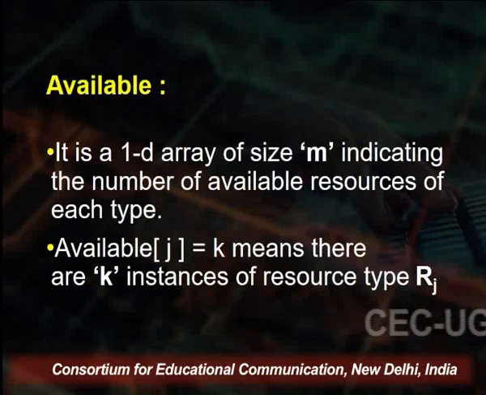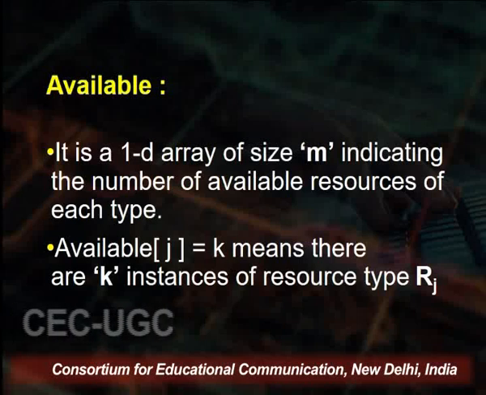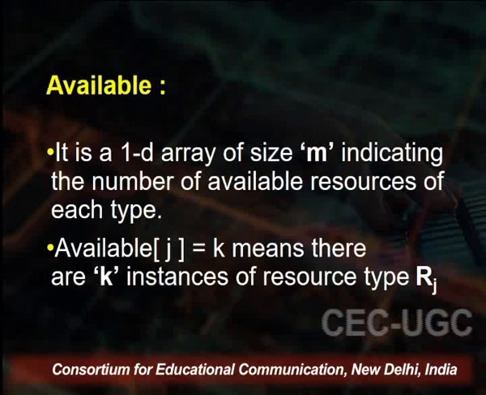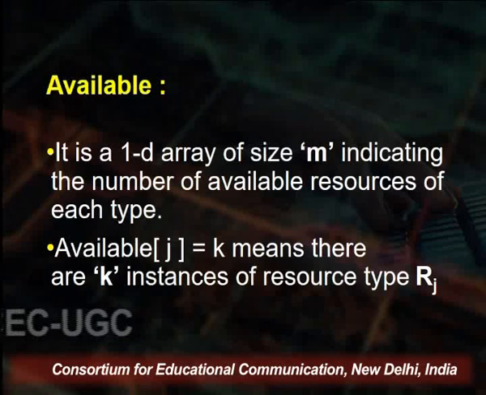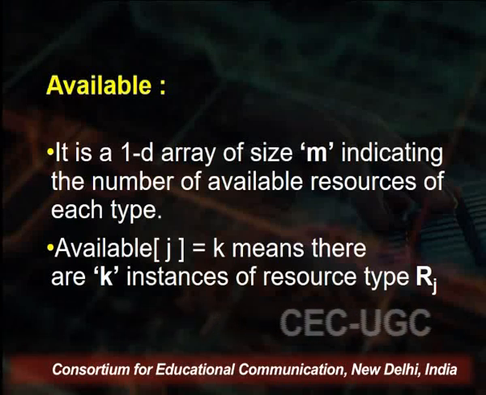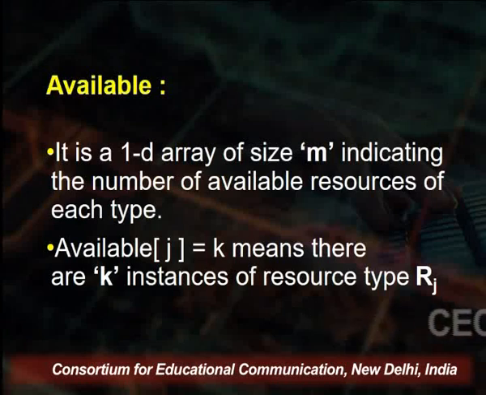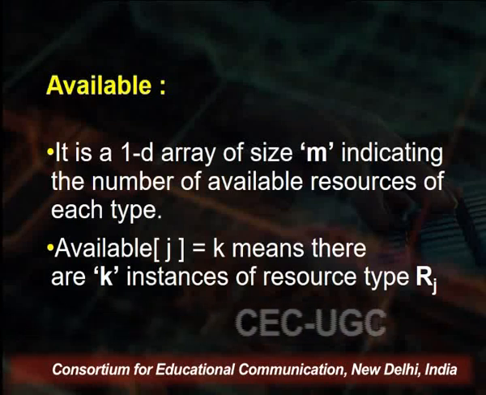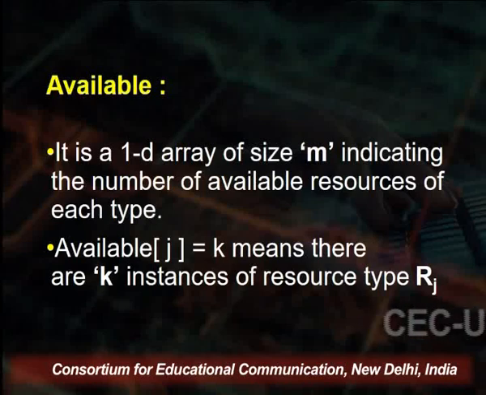There are a total of 3 types of resources, and now if Available[0], which is the printer, is let us say 3, that means we are having 3 instances of the resource type Rj, which is printer. So, printer is having 3 instances, so we will write 3 in the first cell of the array which is named Available.